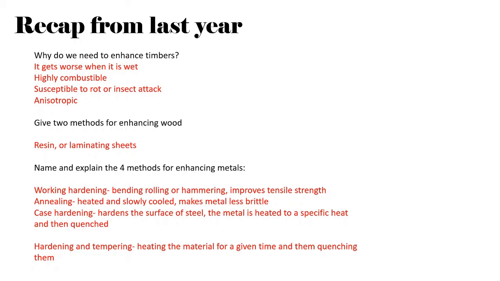So how do you enhance timbers? You can add resins, you can laminate them to get rid of the weaknesses. And then there are four methods for enhancing metals: work hardening, annealing, case hardening, and then hardening and tempering. So that is all recap from last year. If you can't quite remember that, please look over your notes or look at the video for the first year content, as it'll go through that in more detail.